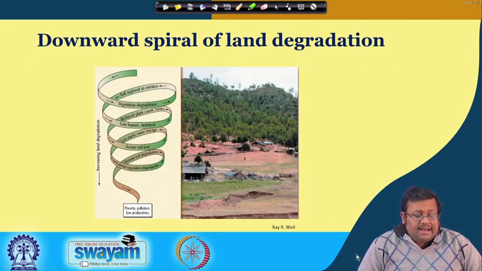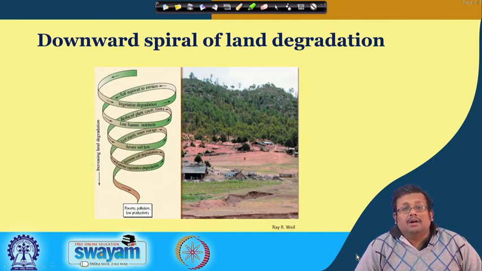If we go ahead and see the downward spiral of land degradation, it basically shows the different sequential causes and effects of land degradation.